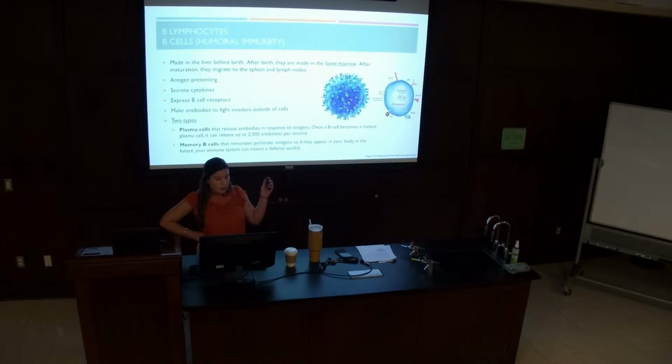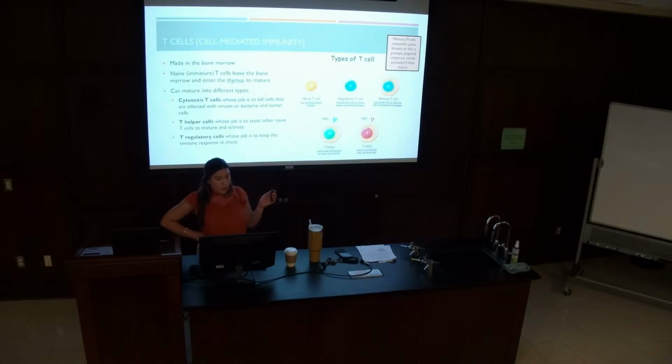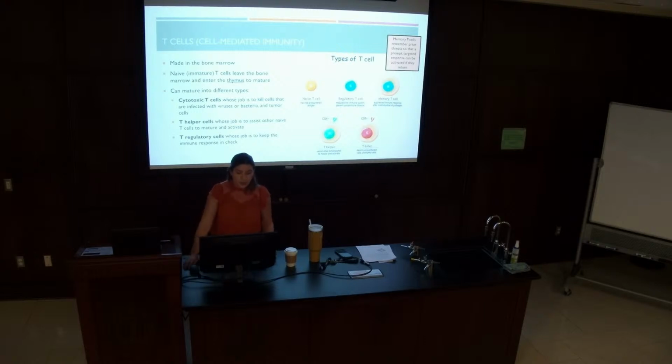So B cells after birth are made in the bone marrow while they're maturing, and so that's why they're called B cells. T cells are made in the bone marrow as well, but when they're immature and they're trying to mature, they leave the bone marrow and enter the thymus, and so that's why they're called T cells. And so T cells, like I've mentioned, can mature into different types. They can mature into cytotoxic T cells, and so their job is to kill, hence the word cytotoxic. So their job is to kill cells that are infected with the virus or bacteria or cancer cells.